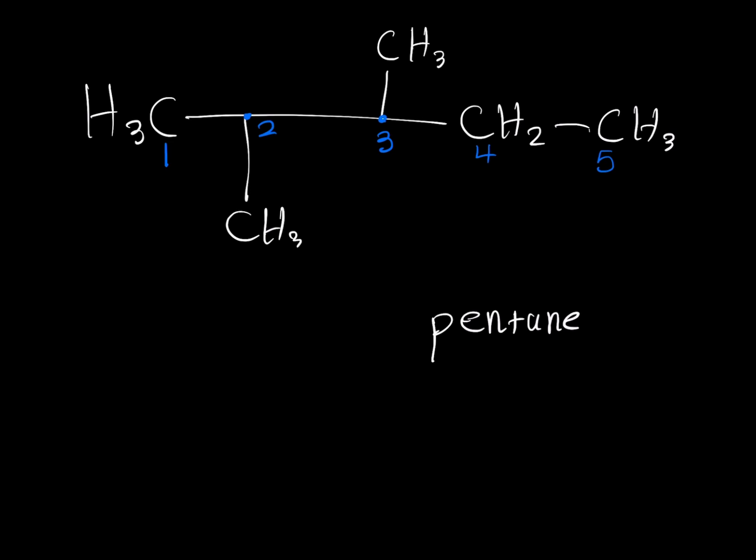Now, we have 2 substituents. Both of them are methyls. One methyl is on carbon 2, the other one is on carbon 3. So that'd be a 2,3-dimethylpentane.